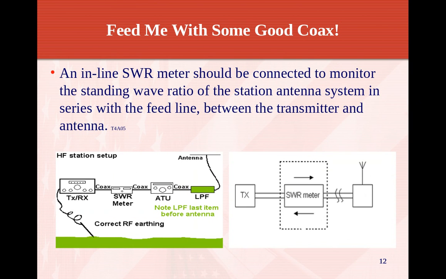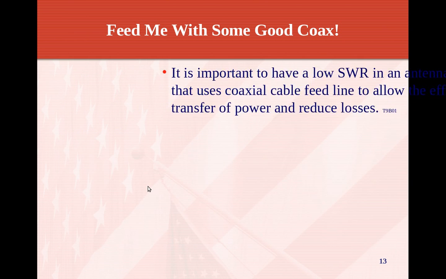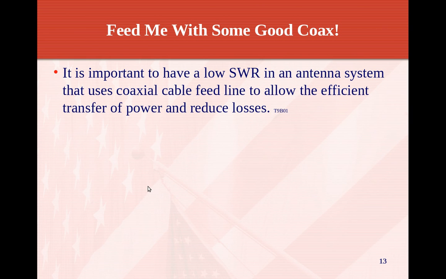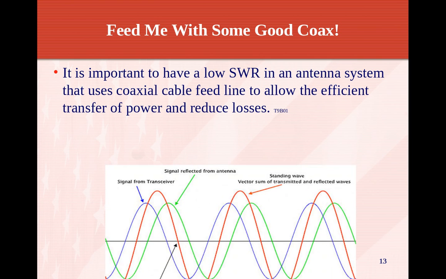Alright, so here's a typical HF station setup. You have your transmitter, you have the SWR meter, you have an automatic tuner, and then a low pass filter. So you have your SWR meter right here. It's important to have a low SWR in the antenna system that uses coax feed line to allow the efficient transfer of power and reduce losses.